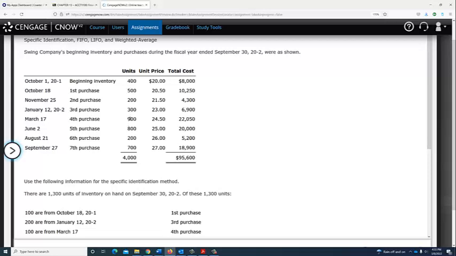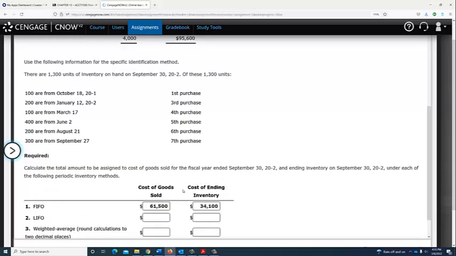Now I could have done that the hard way and counted 2,700 units from the top because it's first in, first out. Those were the first I sold. So it would have been all 400, all 500, all 200, all 300, all 900, and then 400 from this purchase would have equaled 2,700. And then I multiply them across in order to get their value, add them together, and I would come up with 61,500.